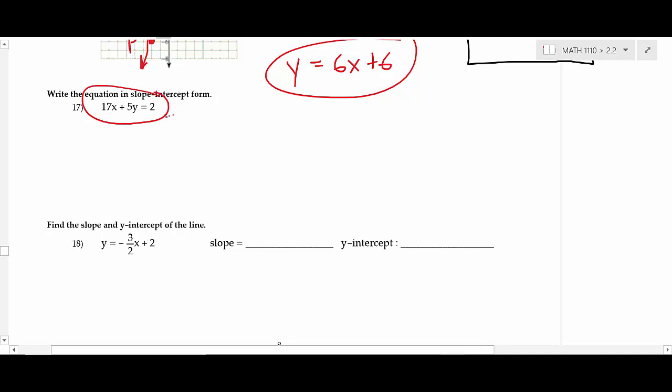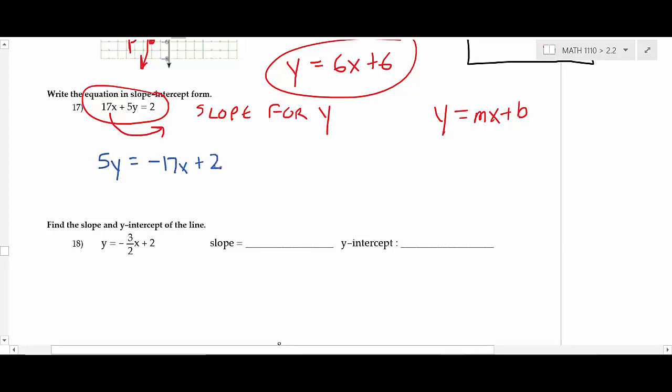If I give you an equation, this is in general form. If I want you to find the slope, what you're going to do is solve for y. So anytime you have an equation that's in general form, put it in the form y equals mx plus b, then you'll easily find the slope, okay? So this is easy to do. You just move the x to the other side. So that would give 5y is equal to negative 17x plus 2. And then you divide both sides by 5.